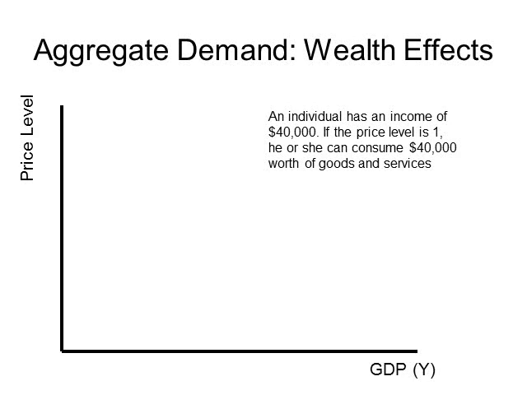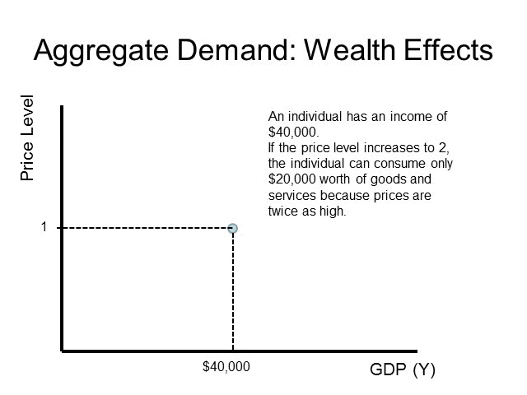Let's take a look at the impact of the price level on wealth. An individual has an income of $40,000. If the price level is 1, he or she can consume $40,000 worth of goods and services. Let's put a little dot there. If the price level increases to 2, then the individual earning $40,000 is only able to consume $20,000 worth of goods and services. Put a little dot there as well.